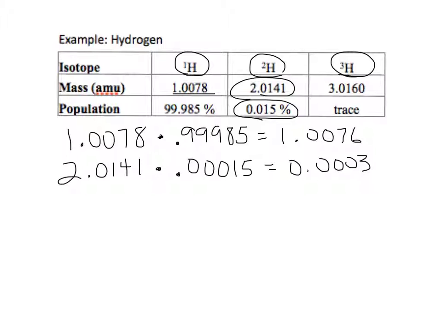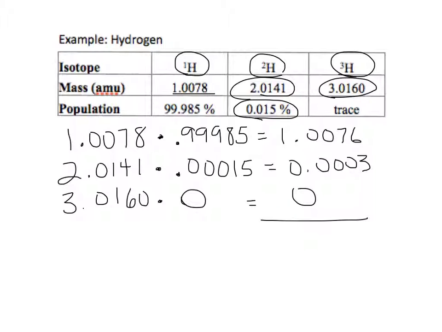0.0003. And then the third one we notice, and occasionally this happens, has a mass of 3.0160, and it's a trace amount. And so when we see that, we count that as a 0. So it's actually not going to affect our mass. It is out there, but it exists so rarely that it will not affect it. And then what we'll do is add those 3 together. 1.0076 plus 0.0003 plus 0 will give us the average atomic mass of 1.008. We label those with an atomic mass unit, and that's what we're going to label those with, AMUs.